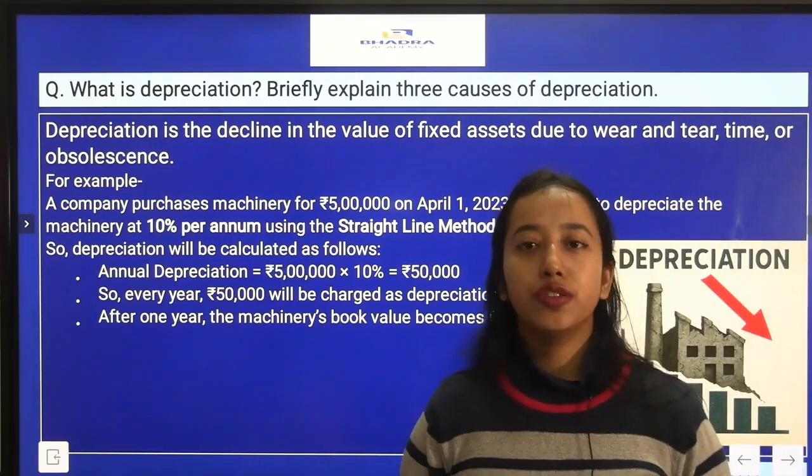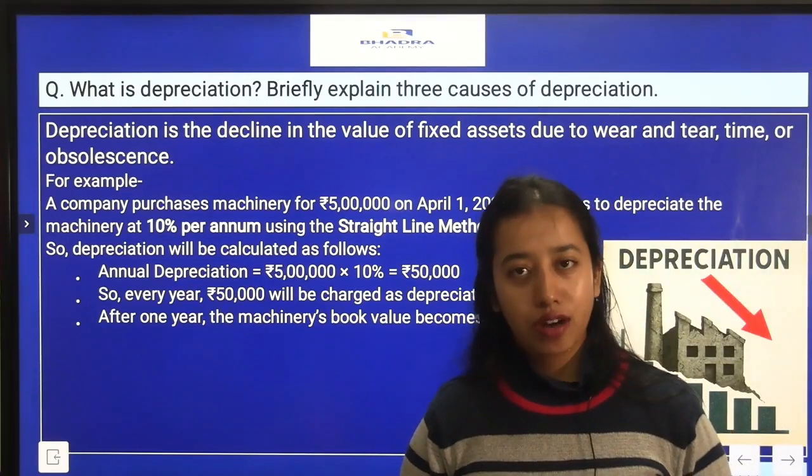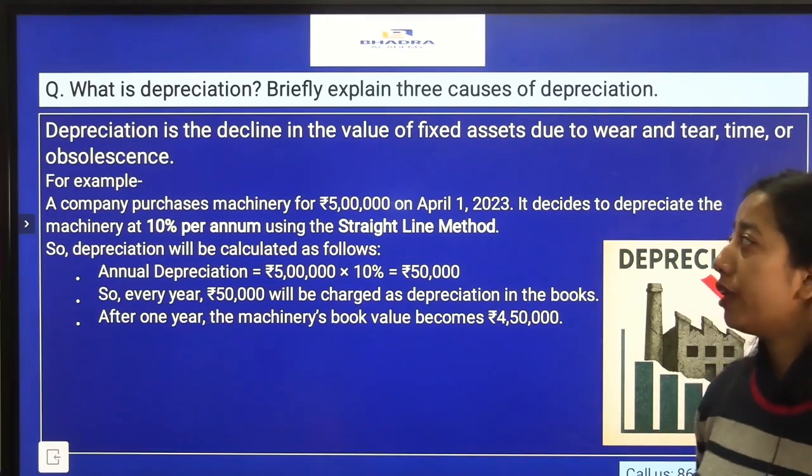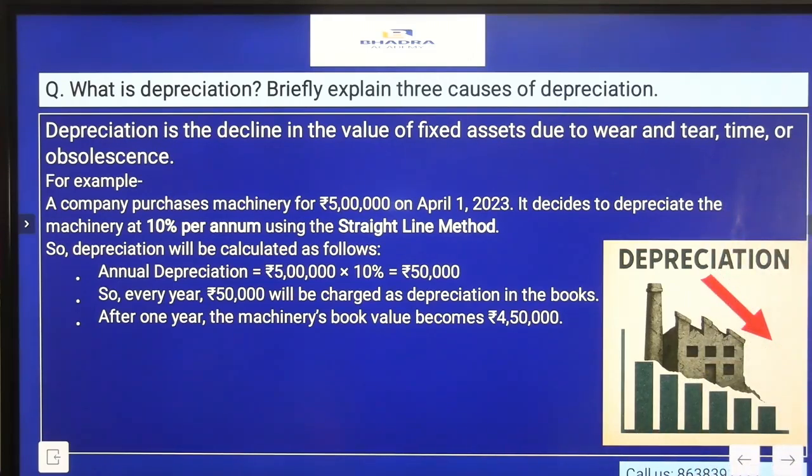Hello students, today we will discuss a question that came in the accounts exam held by the Assam Higher Secondary Education Council. So the question that we have here is, what is depreciation? Briefly explain three causes of depreciation.